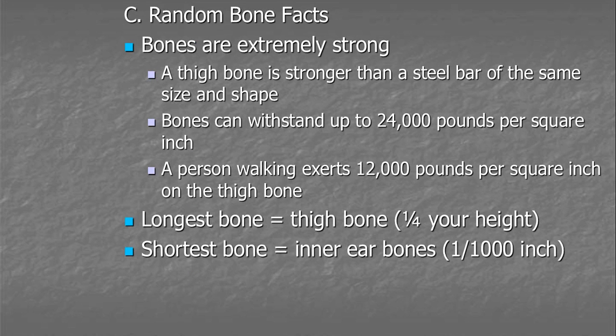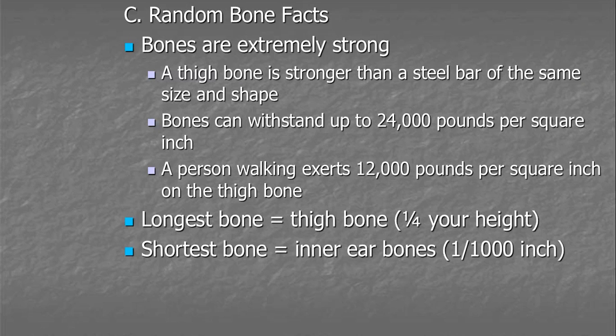Other things you don't necessarily need to know, but I thought would be cool. The thigh bone, your femur, is actually stronger than a steel bar, and that largely comes down to how the tissue and cellular arrangement inside those bones is. So it's stronger than a steel bar of the same size and shape. Your bones can withstand up to 24,000 pounds per square inch of pressure placed upon them. That's tremendous. I think I actually have a YouTube video that shows a femur bone being put into a clamp and then squeezed down until it snaps in half.